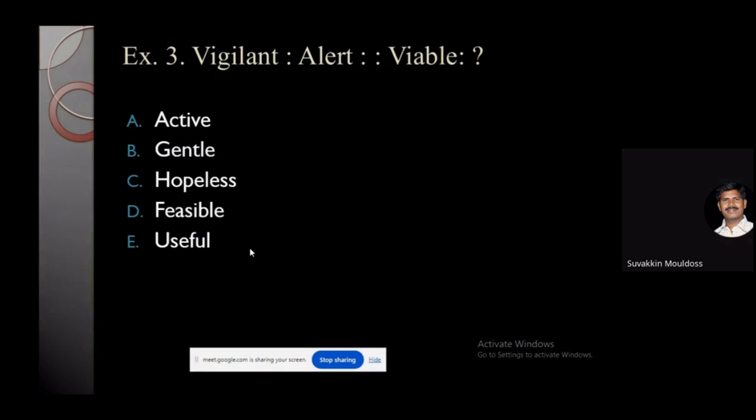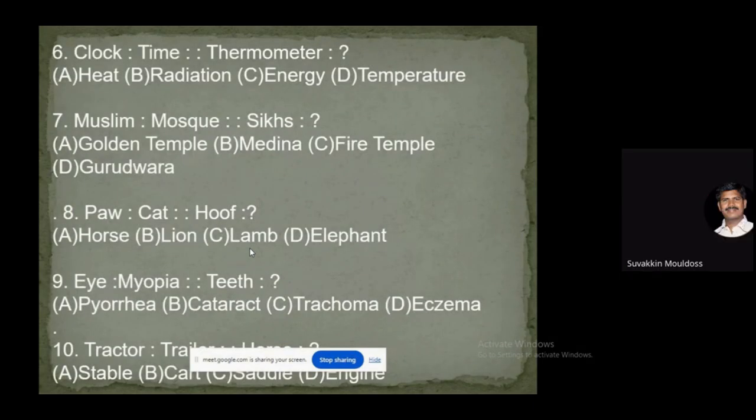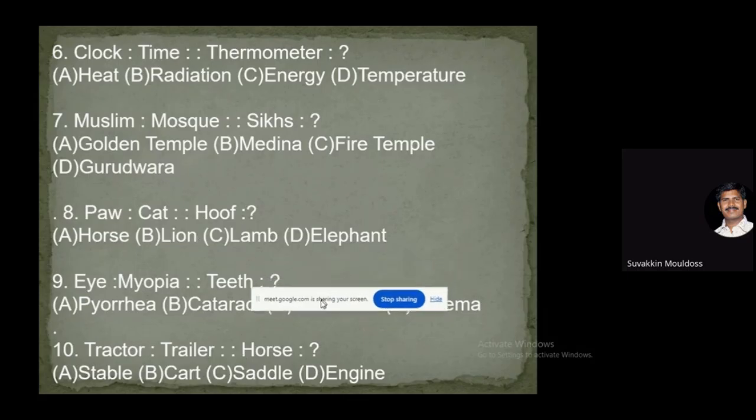Vigilant, alert; viable; sheep of animals. Clock, time, thermometer, very good. Muslim, mosque; Sikh, Gurudwara, very good. Pyorrhea is not bacteria. Pyorrhea is a tooth powder, no? To remove that pyorrhea disease, earlier we had that tooth powder. Eye, myopia; teeth, pyorrhea. Tractor, tailor, engine. What is that engine? Second is pulled by the first. Horse, stable, not engine. Tractor, tailor, horse, stable. Horse is there. Likewise, we have to find out this answer. This is for test of reasoning.